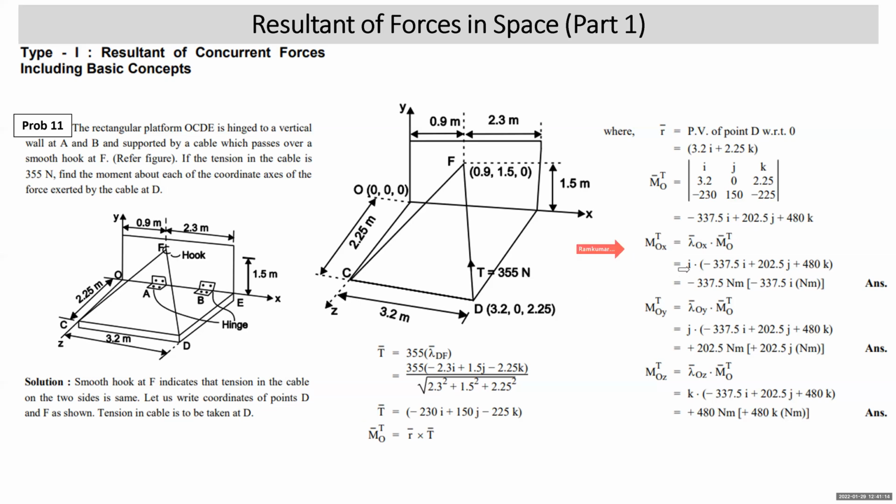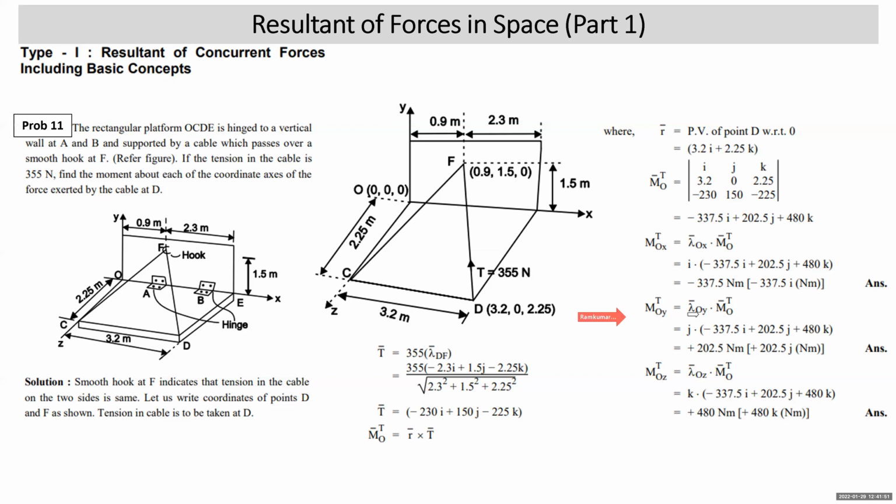Now you want to find the moment of T about OX. That is going to be the dot product of the unit vector along the line, that is lambda OX, dot the moment of T about O. But you know that the unit vector along the axis OX is i. You write the moment of T about O. Here only the i coefficient will be effective. So the moment of T about OX is minus 337.5 Newton meter. But this is again a scalar form. Since you want the moment about the OX axis, the unit vector along OX should be multiplied if you are writing the answer in vector form. So in the bracket, I have written the answer minus 337.5 i, and the units are also written. So this is the answer, moment of T about OX, in scalar form. This is the answer in vector form.